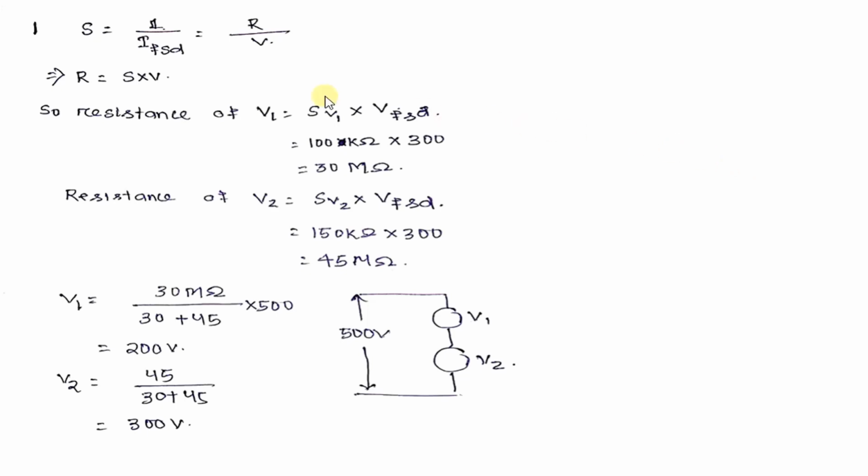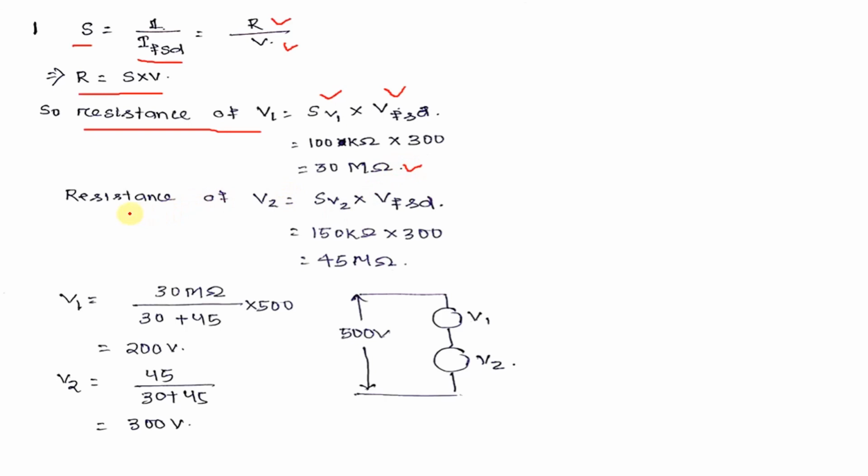So here you can see that sensitivity is the reciprocal of IFSD, or I equal to V by R. So V and R. Okay. So what is the resistance of any voltmeter? That is sensitivity into voltage range. Okay. So the resistance of V1 will be how much? That is the sensitivity of V1 into VFSD. So 100 kilo ohm into 300 volt. So that is 30 mega ohm.